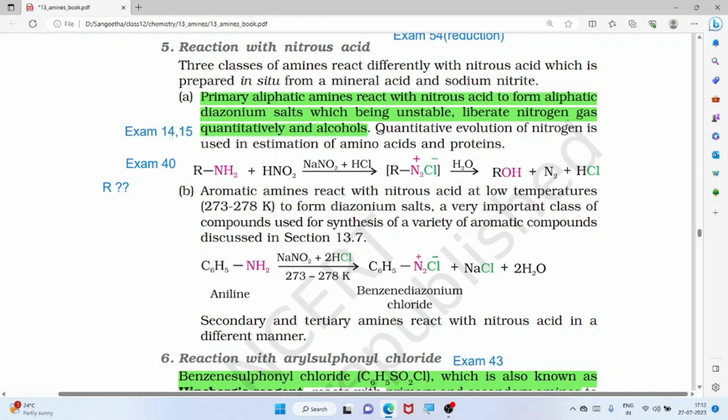Nitrous acid: primary aliphatic amines react with nitrous acid to form aliphatic diazonium salts, which are unstable and liberate nitrogen quantitatively. So aliphatic diazonium salts are unstable.